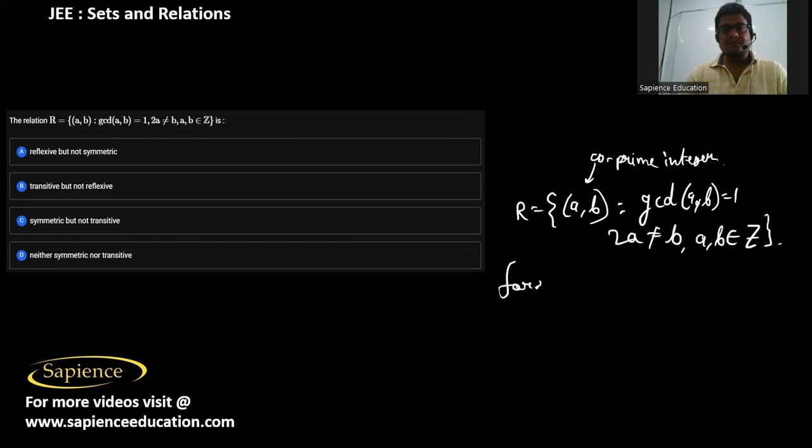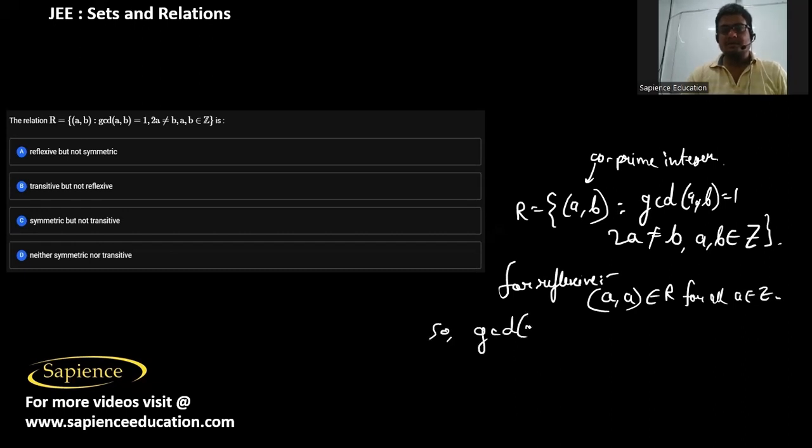So for reflexive, we should have that a comma a should belong to the relation R for all a belongs to Z. So now the greatest common divisor of a comma a is equal to a, not 1. So it is applicable only when a is 1. And 2a is not equal to a, that is true, but the greatest common divisor is not equal to 1. Therefore R is not reflexive.